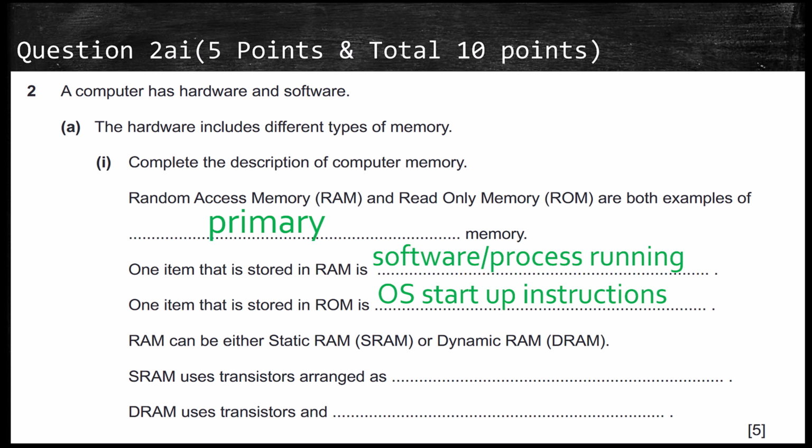So it says RAM can either be static RAM or dynamic RAM, and this shows up in the curriculum as well. Now, SRAM uses transistors, and they're arranged as flip-flops. Now, again, if you're an A-level student, you know what these are because they show up in the SR or RS latches and in the JK flip-flops. So you know what those are because you have to draw those diagrams. Dynamic RAM uses transistors and capacitors.